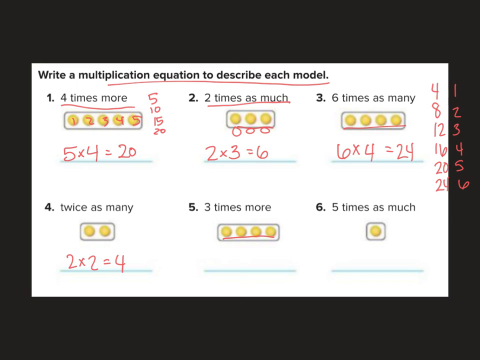3 times more than 4. 3 times more than 4 is 3 times 4, or 4, 8, 12. It's 12. 5 times as much as 1 is 5. 5 times 1, anything times 1 is itself.